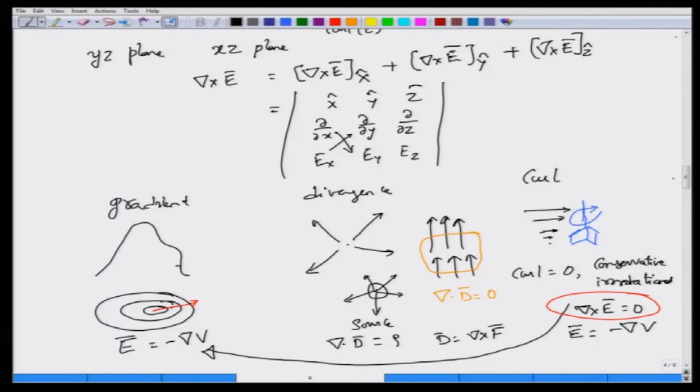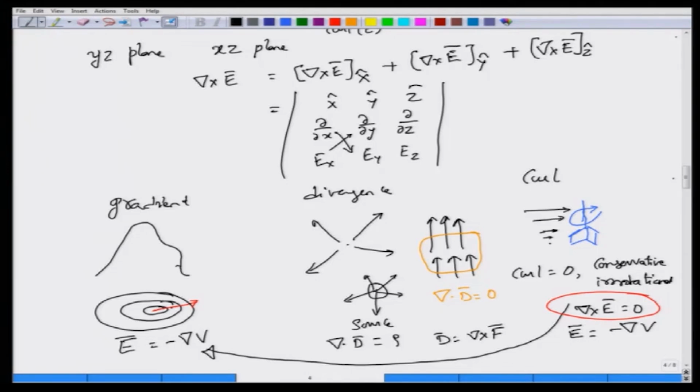A simple example of a field which has non-zero curl I have shown here, and if you imagine putting up a paddle wheel, like the kind kids play with, as kids we would play with that one. If you put that in wind, if the velocity of the wind is different at different points, then the paddle wheel would rotate, indicating that the wind that we are looking at has a non-zero value of curl.